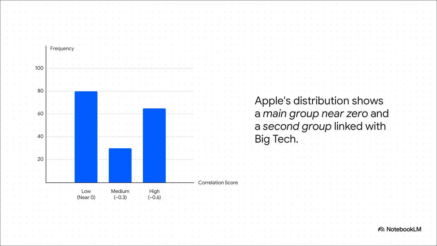Now look at this distribution. You can see the main hump is centered pretty close to 0, which is good. That shows its broad, diverse connections. But see that smaller second hump over here around positive 0.5 to 0.6? That's its big tech clique. It shows that while Apple has a lot of acquaintances, it has this core group of friends, like Microsoft and Google, that it moves with very, very closely.